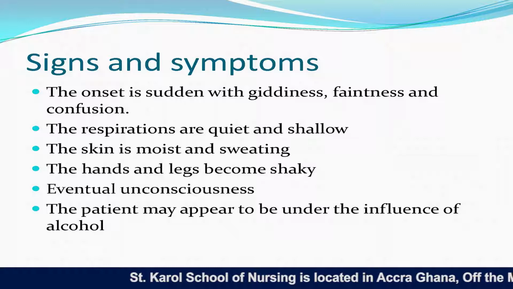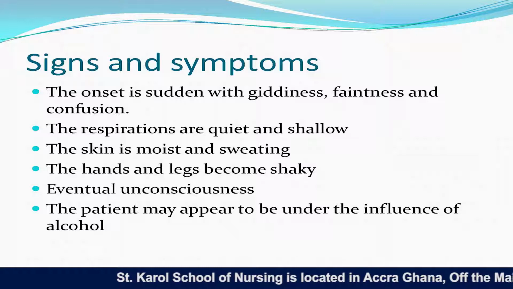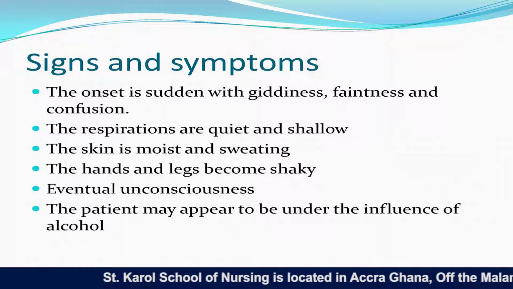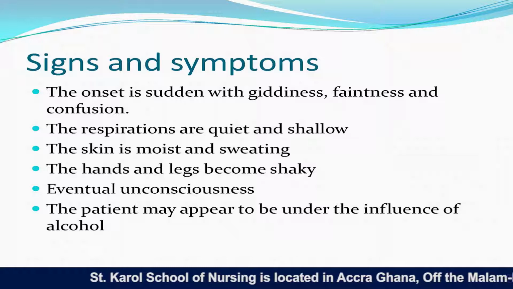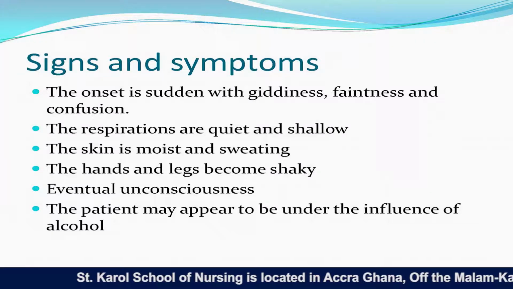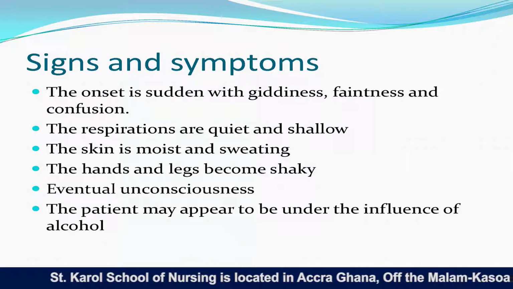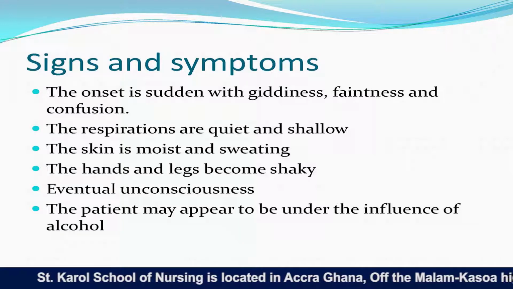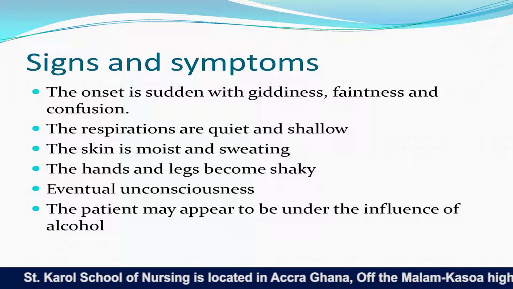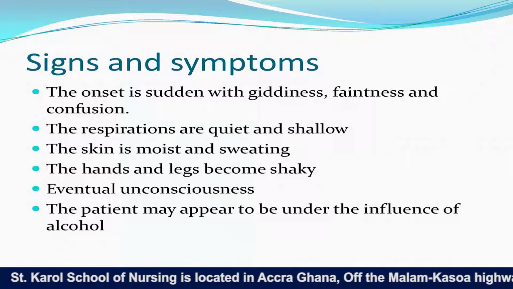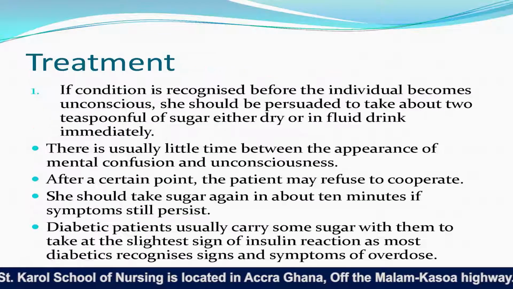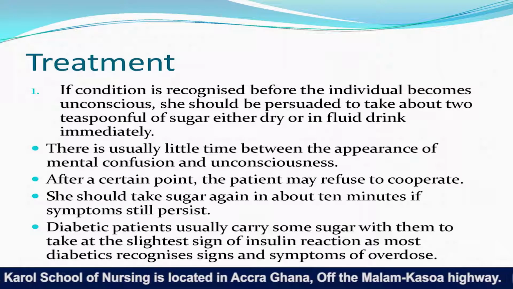The hands and legs become shaky because the individual is lacking glucose and rather having adequate insulin or even an overdose of insulin. There could be eventual unconsciousness. The patient may appear to be under the influence of alcohol. Treatment of insulin coma.